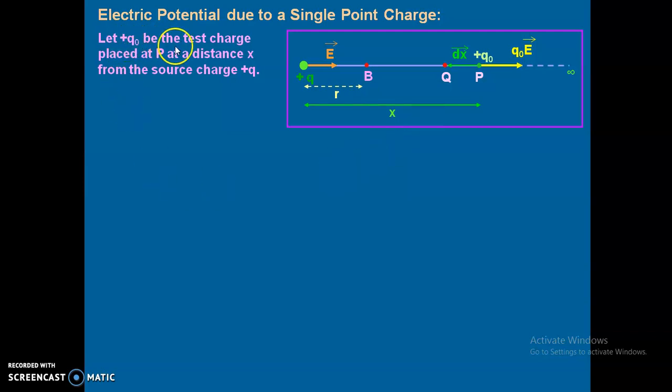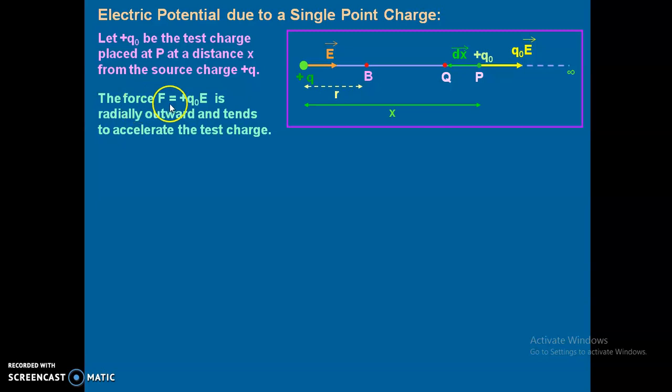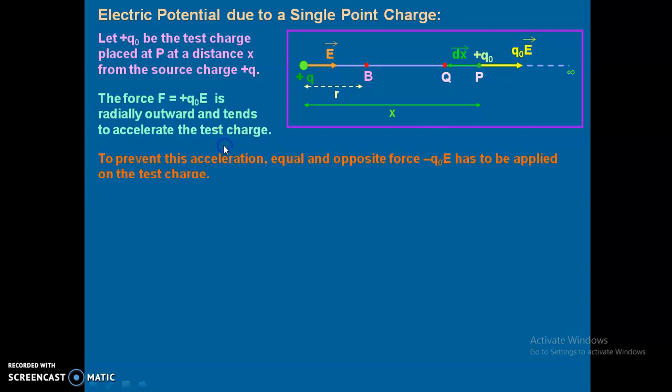So let plus q naught be the test charge placed at point P at a distance x from the source charge plus q. We have already described it in the figure. Thus force F equal to plus q naught E is radially outward and tends to accelerate the test charge. Definitely it will accelerate. So to prevent this acceleration, an equal and opposite force, minus q naught E, has to be applied on the test charge. So work done to move q naught from P to Q through dx against q naught E: if the charge has to be moved from P to Q against the electrostatic force which is acting in this direction, we have to move the charge in this direction from P to Q.